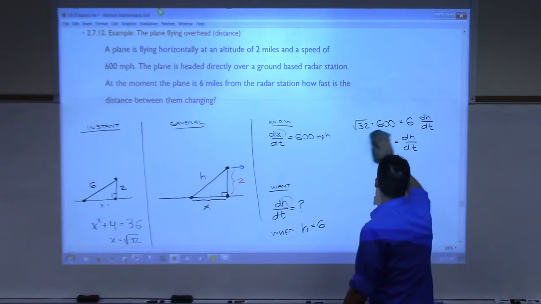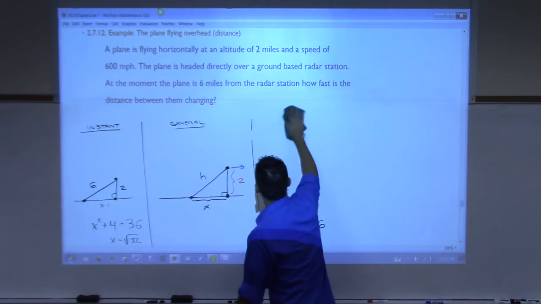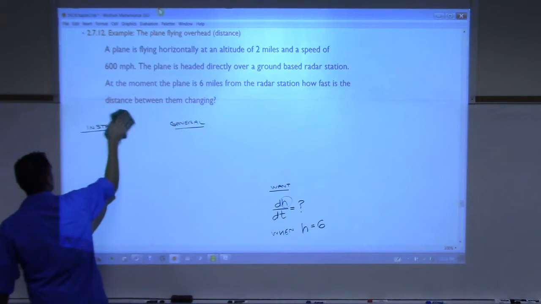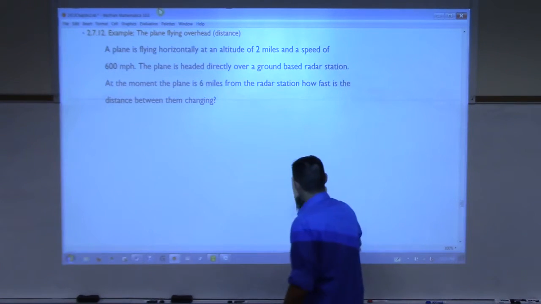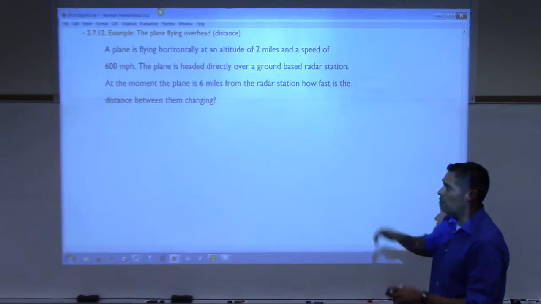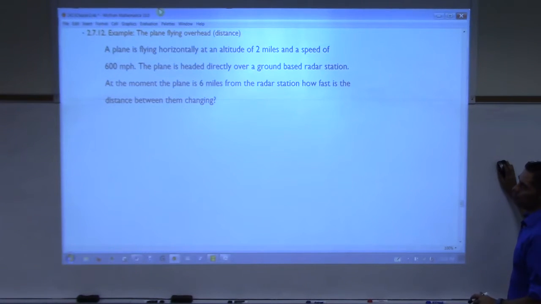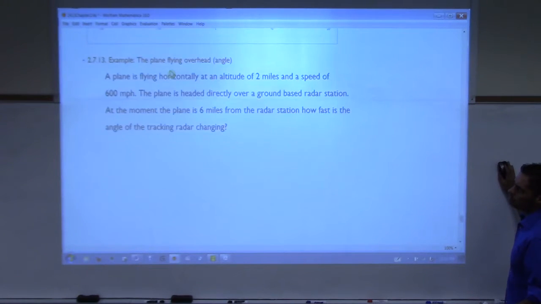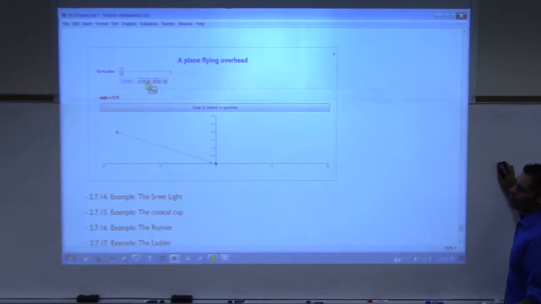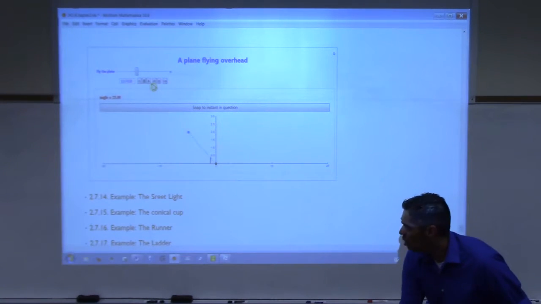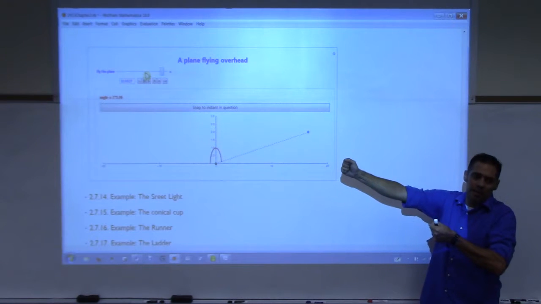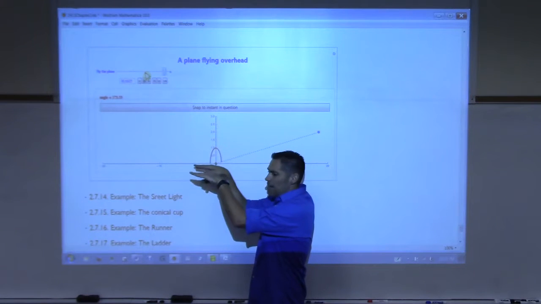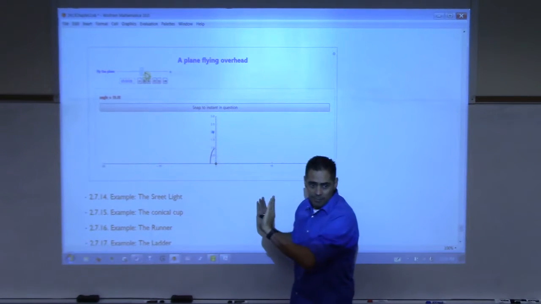All right, now I like this next problem because it's probably the most practical when it comes to a plane flying overhead. It's the same scenario. You have a radar station on the ground, but this time the radar is tracking the plane across as it goes overhead. So when this thing's going over, instead of talking about the distance between the plane and the radar station, we want to know how fast this angle, we call this an angle of elevation, is changing.